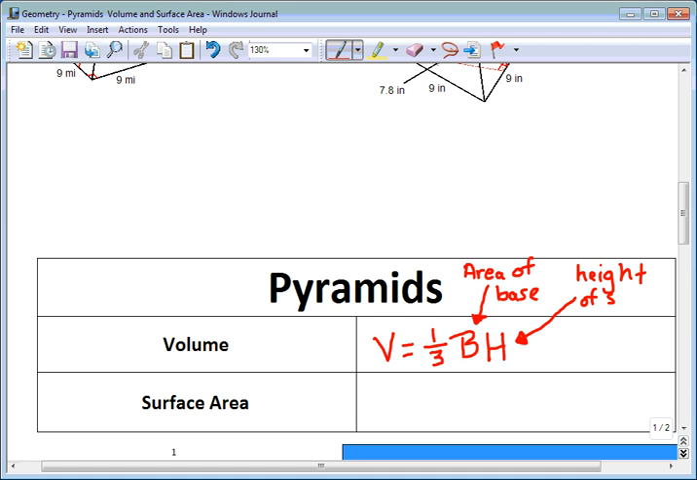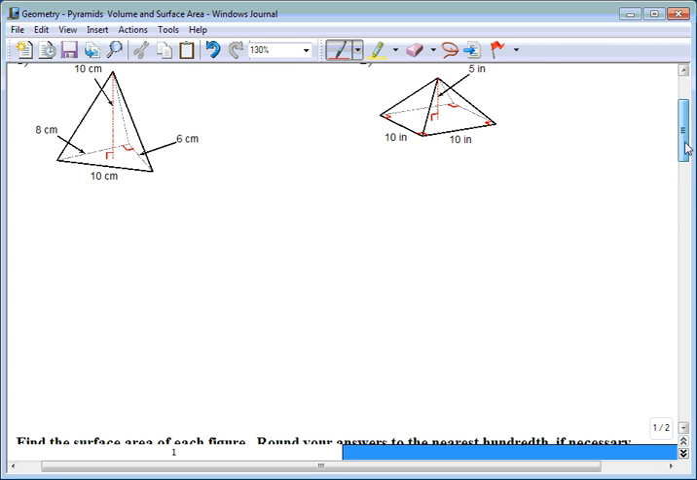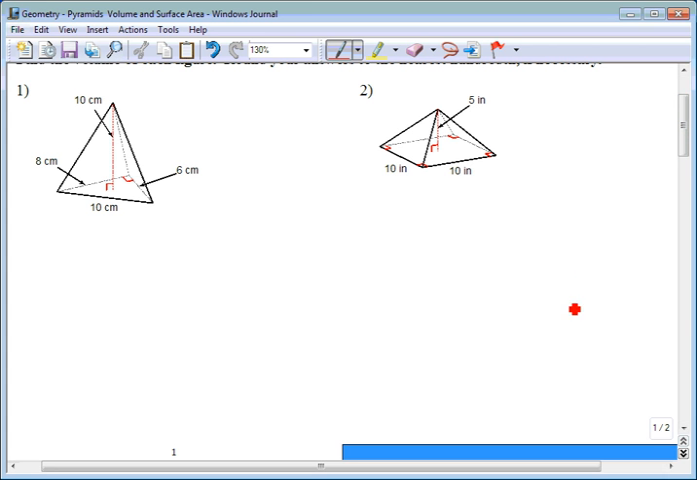Did that confuse you? So let's work a few problems with the volume of a pyramid. So once again, our formula is the volume is equal to 1/3 times the area of my base times the height of my solid.